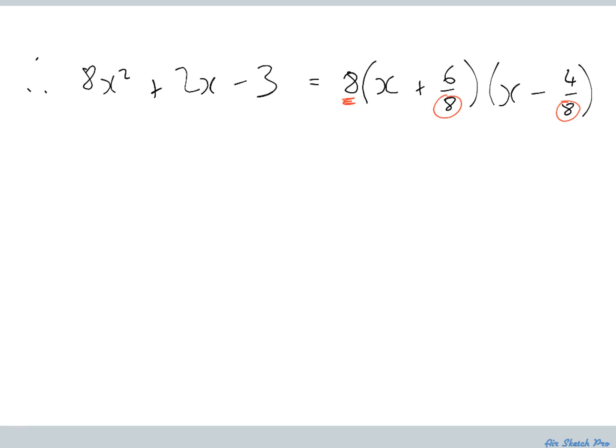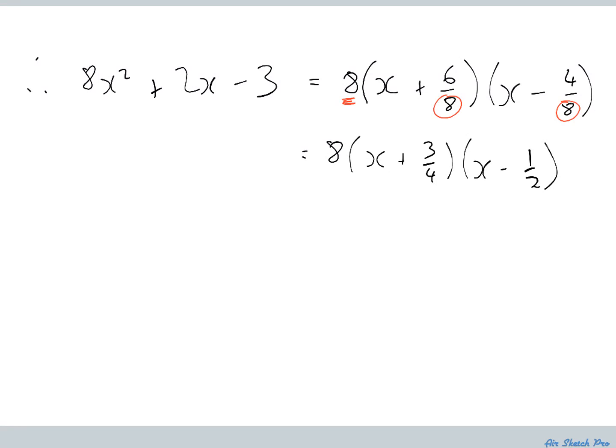Now, 6 eighths and 4 eighths, that can be simplified, and it should be. x plus 3/4, x minus 1/2, just cancelling down there. That is now factored. Now, it's factored with fractions, but it's still factored, right? Now, if I wanted to, I can actually change this into more whole numbers.